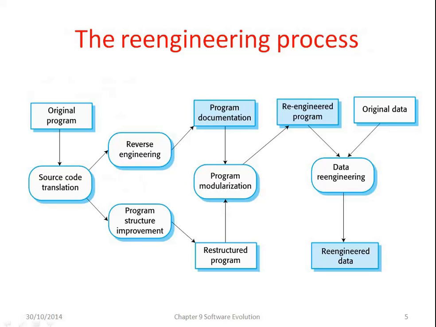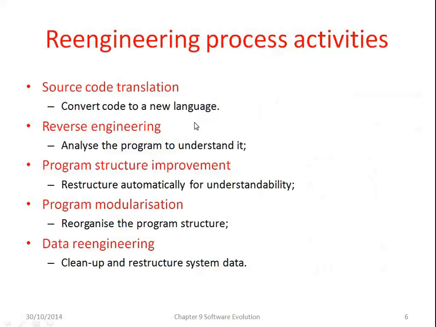Here the original problem, source code translation from old to new language, reverse engineering, program documentation, all these stages are given here. Re-engineering process activities: source code translation means converting the code to a new language. Suppose initially you developed the product in C language, and now you have to convert it into the latest language. That is source code translation.